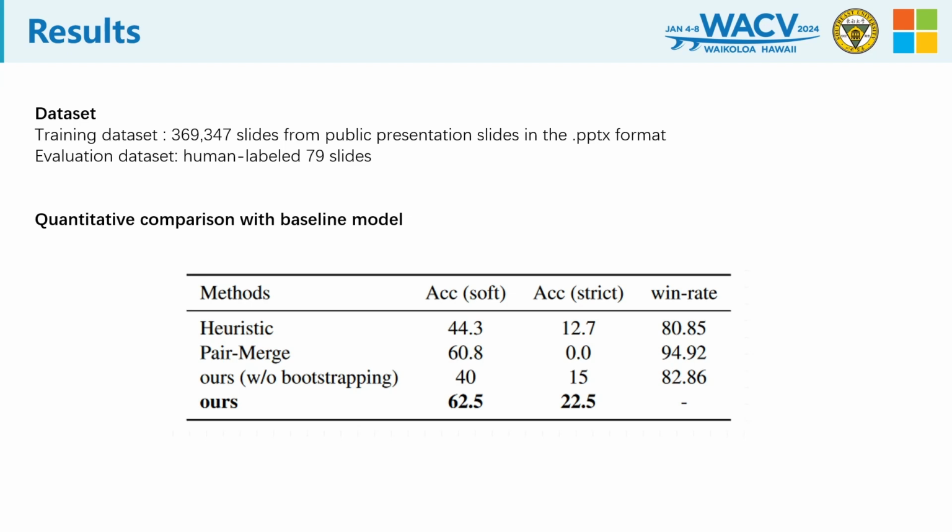For evaluating at different levels of stringency, we propose two metrics, ACC soft and ACC strict, to evaluate the system performance. Besides, we conduct human evaluation to see how people rate the grouping outputs. When compared, our approach outperforms the others. Here, I'll show some visualization results.